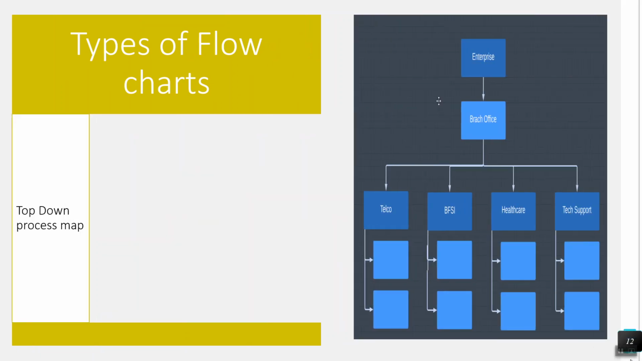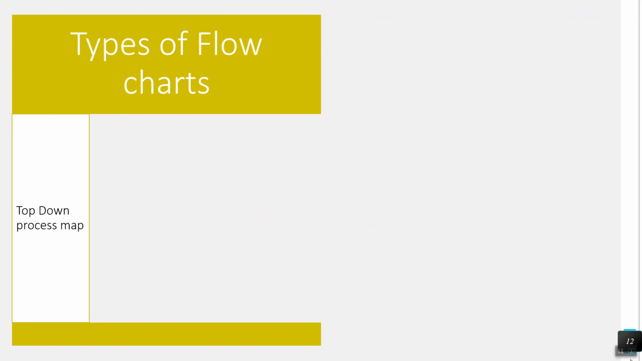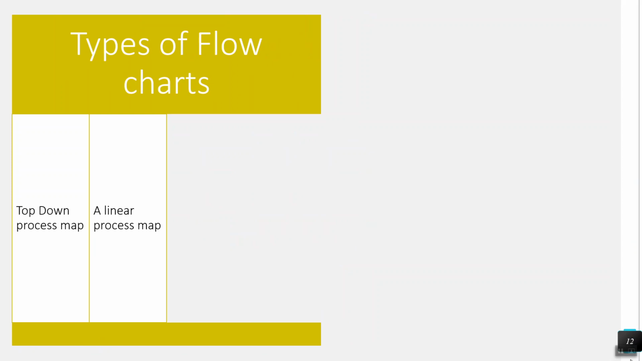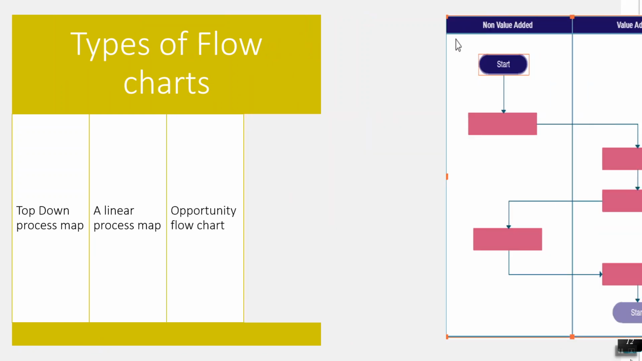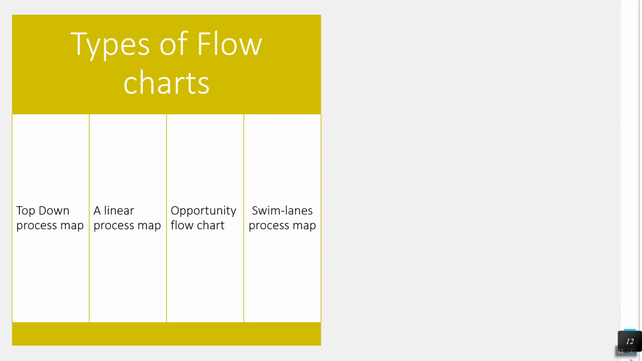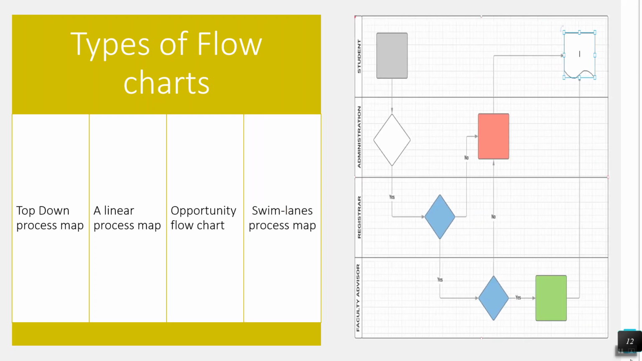First is a top-down process map. A top-down process map provides sub-steps to a process but without the rework loops. Second is a linear process map. A linear process map is similar to just any ordinary flow diagram or a flow chart, and is probably the most common and most conventional. Next is the opportunity flow chart, which breaks things up into value-added or non-value-added activities. This can be very easily made from a linear process map. Finally, a swim lanes process map. As can be seen in the diagram, this map identifies people or departments responsible along the flow.